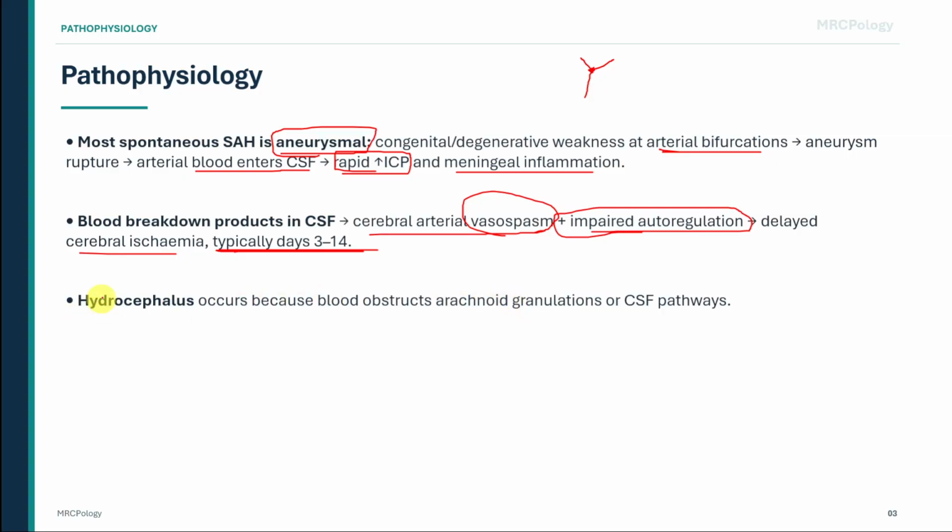Another important complication is hydrocephalus. Blood can obstruct arachnoid granulations or block cerebrospinal fluid pathways. The result is impaired cerebrospinal fluid absorption or flow, leading to ventricular enlargement and raised intracranial pressure. So if the patient becomes more drowsy after the initial bleed, think about rebleeding, vasospasm, seizures, hyponatremia, and hydrocephalus.